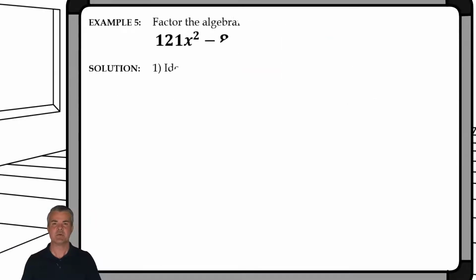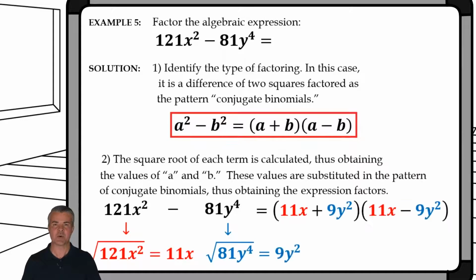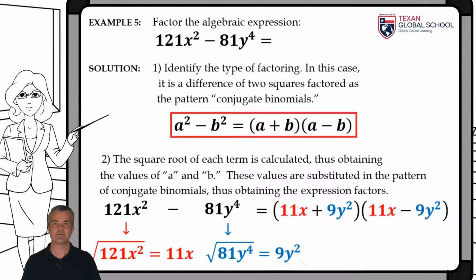In this other example, we will now factor 121x squared minus 81y to the fourth. Next, we calculate the square roots of each term. In this way, we can see that a is equal to 11x, and b is equal to 9y squared. We substitute those values in the conjugate binomials pattern. So, the factors of the expression are 11x plus 9y squared, times 11x minus 9y squared. Likewise, if we perform the product of these conjugate binomials, we can verify that the result is the difference of squares.